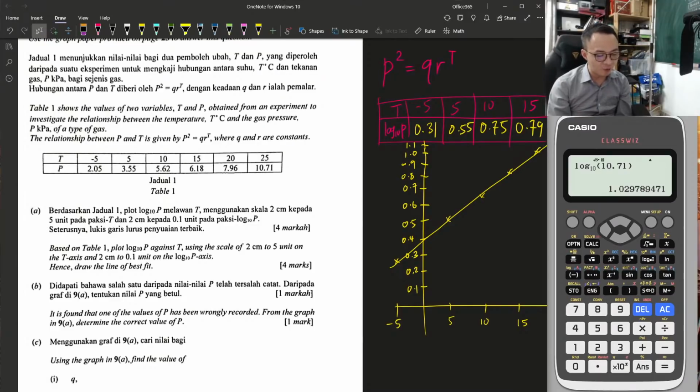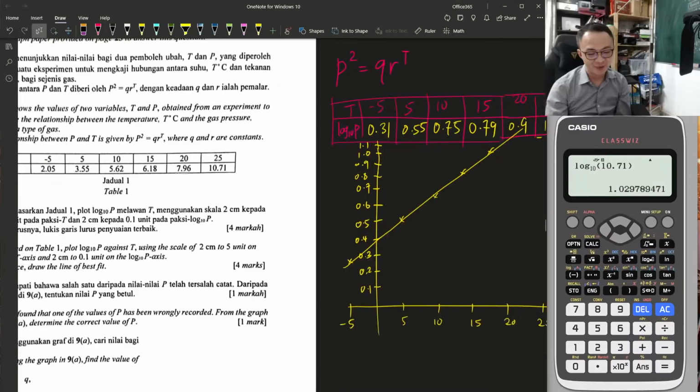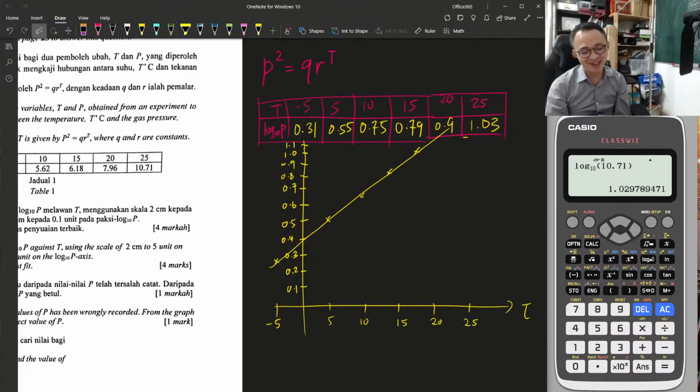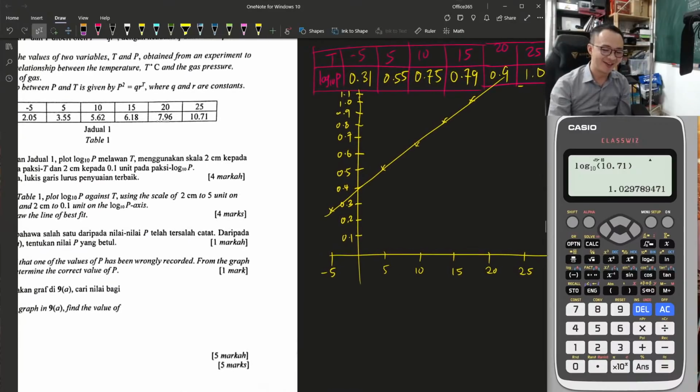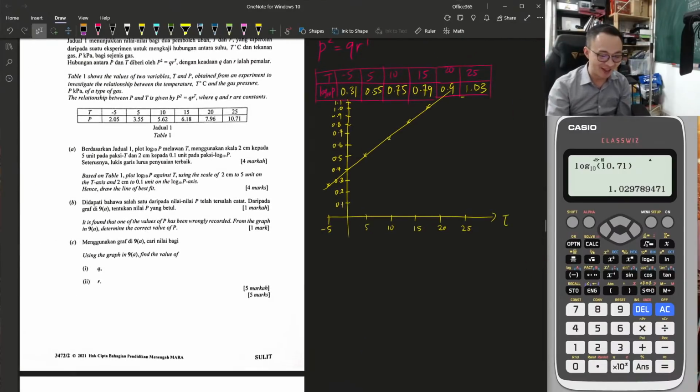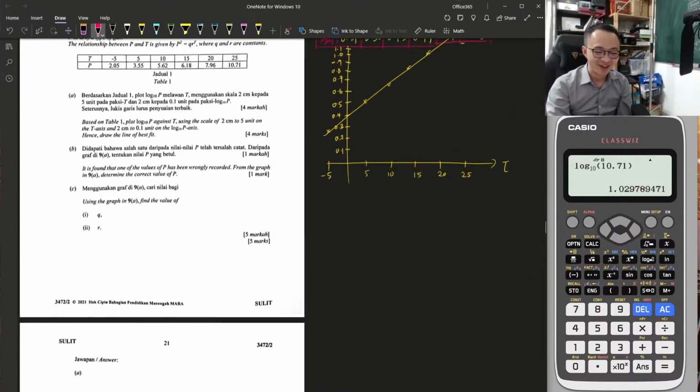So it's found that one of the p values is wrong. There's no way I continue this class if I don't plot it. Okay, let's do it. I'm a super lazy person, but let's do it.